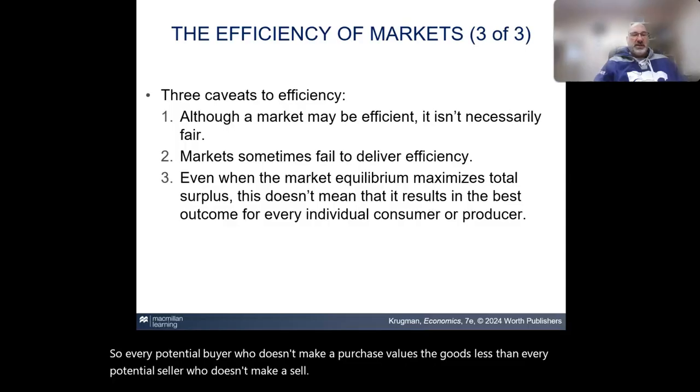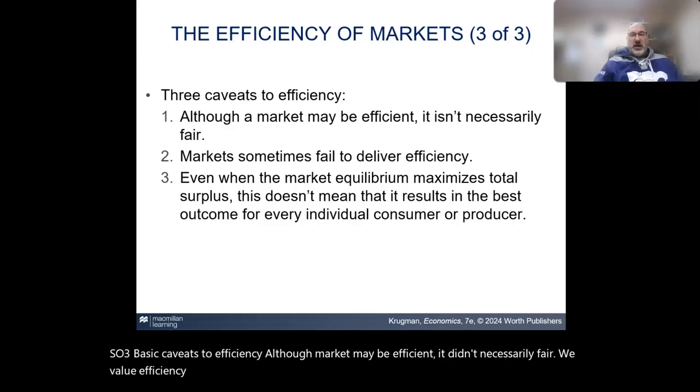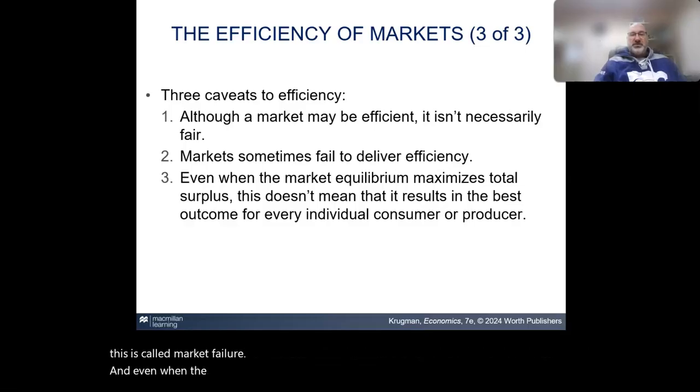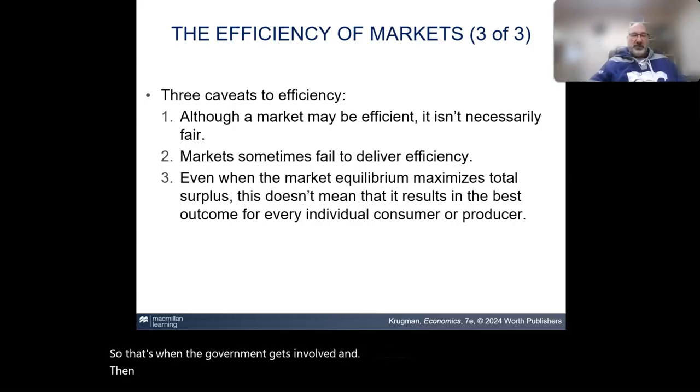So three basic caveats to efficiency. Although a market may be efficient, it isn't necessarily fair. We value efficiency more than fairness most times. And markets sometimes fail to deliver efficiency, and this is called market failure. And even when the market equilibrium maximizes total surplus, this doesn't mean it results in the best outcome for every individual consumer or producer. So that's when the government gets involved, and then you might experience government failure, but that's a thing.